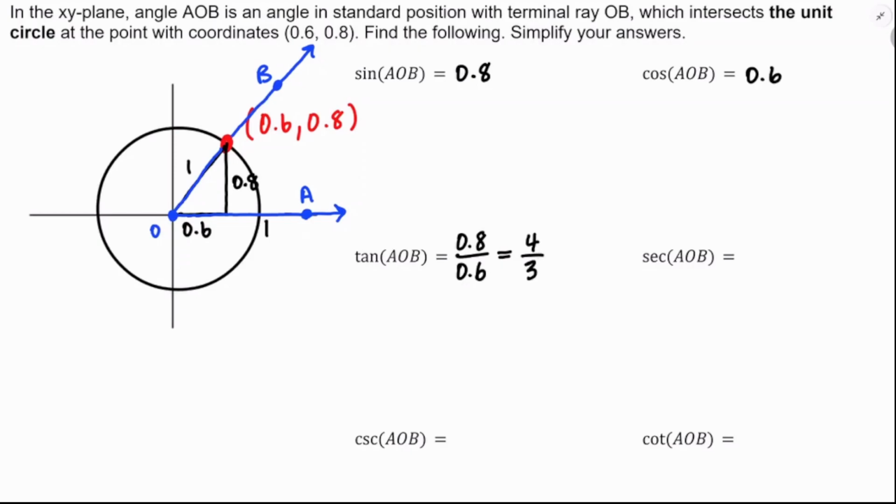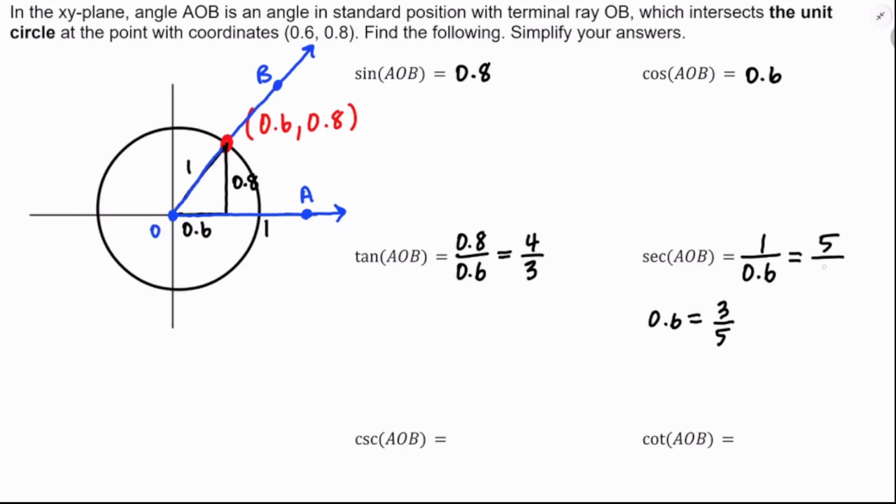Secant of AOB, that's the reciprocal of cosine. Okay, 1 over 0.6. I don't know about that. I think we might need to convert 0.6 into a fraction. And that's going to be 6 out of 10, which is 3 out of 5. So I'm going to call that 5/3.